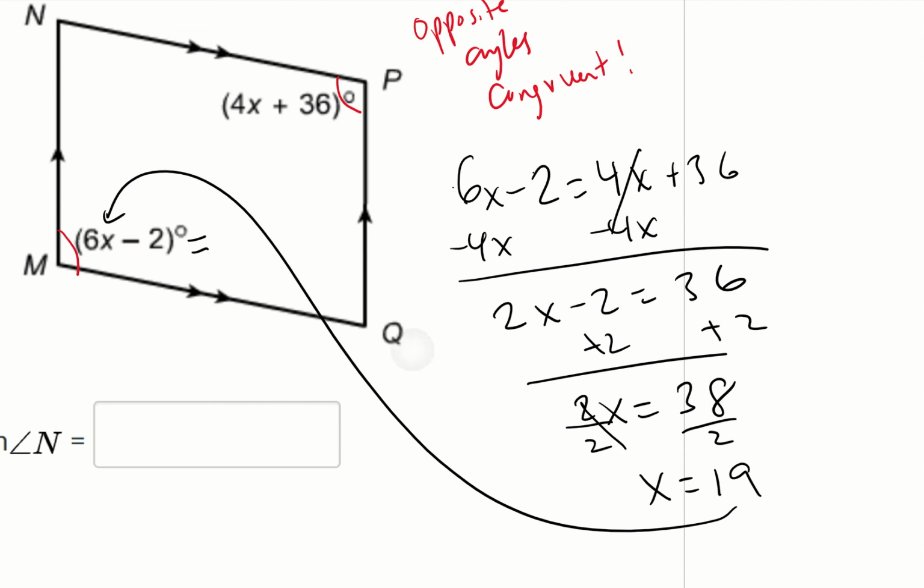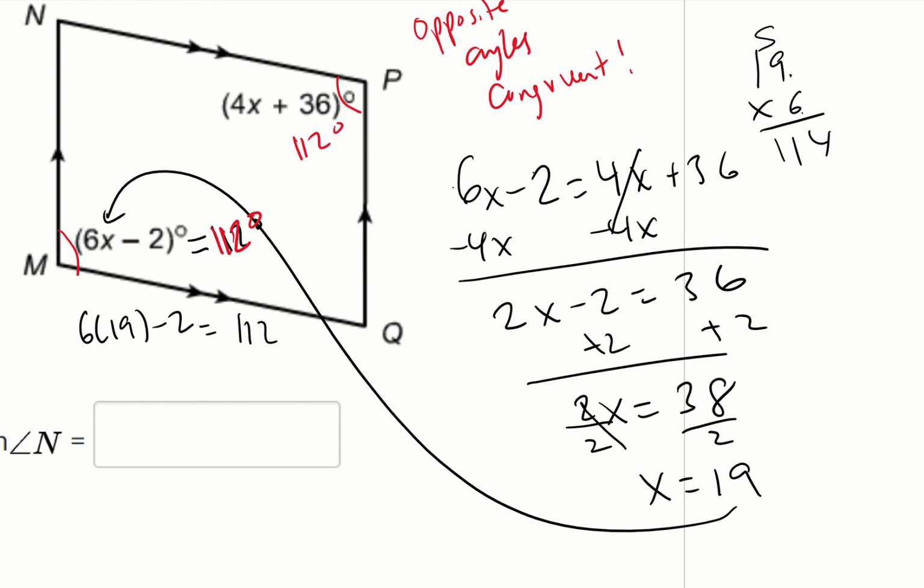So if I plug it in, I get 6 times 19 minus 2. 6 times 19, that should be, let's see, I want to say it's 144. Let's see, that's 54. Well, that's way off. 9 times 6 is 54, so that's 114. And then 114 take away 2 is 112. So this is 112. This red angle is 112 degrees.